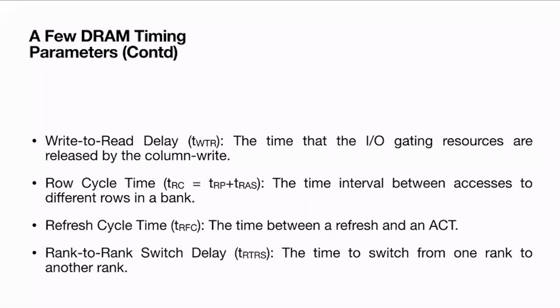And there are many other things also. For example, you can see here, write to read delay I mentioned previously, right? The time for the IO resources to be released by the column write. Previously we were performing a write, now we want to perform a read operation. Now we have to release that IO circuitry, which takes TWTR. And if I access row 0 now and I want to access row 1 data, how much time do I have to wait? That is given by the row cycle time, TRC. That means row pre-charge plus TRAS. These two times you have to wait.